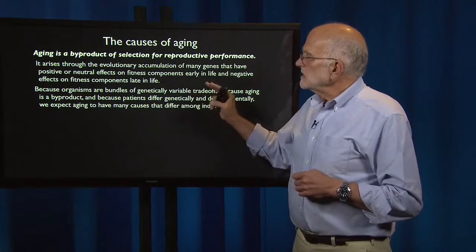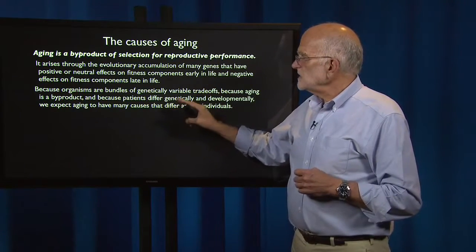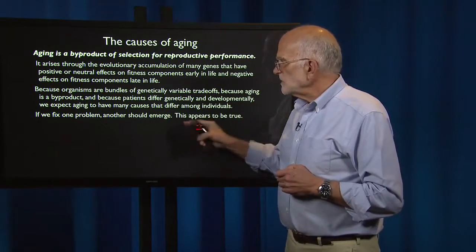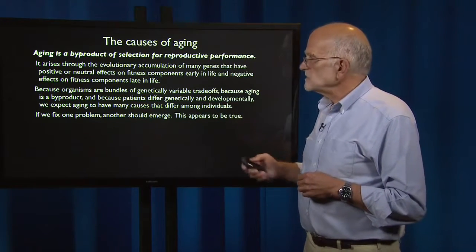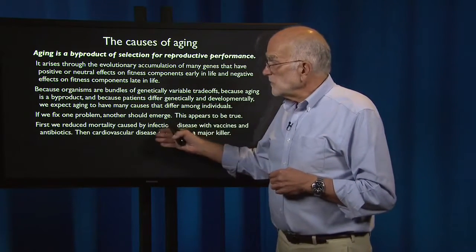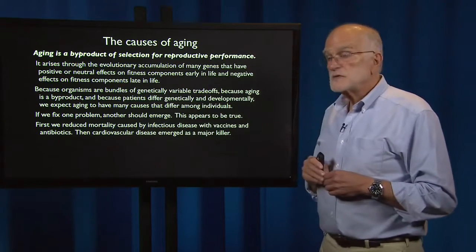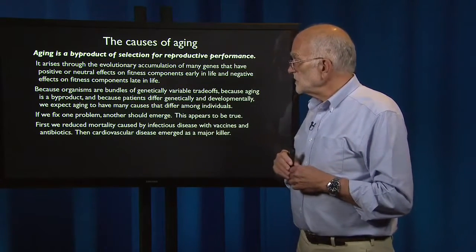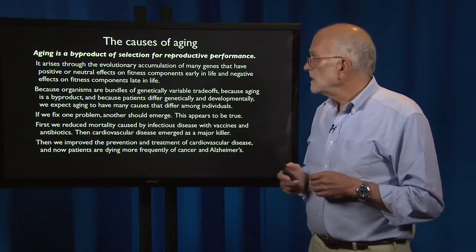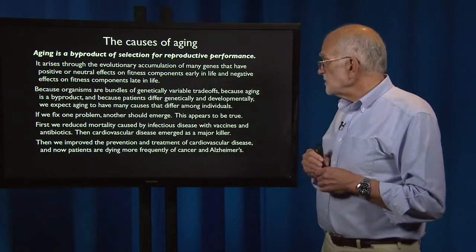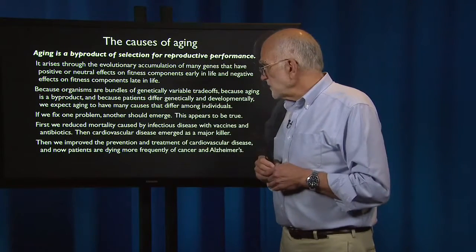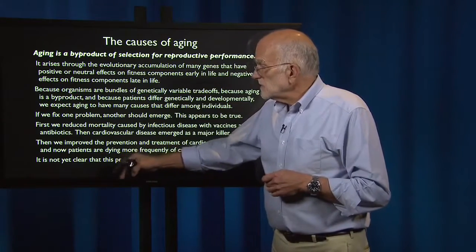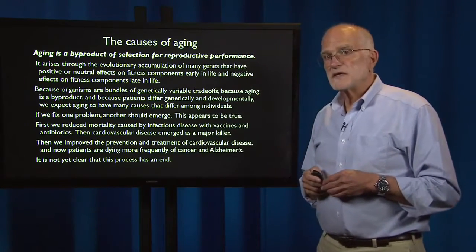That means that individual patients are going to be dying for different reasons. If we fix one problem, another one would emerge. This appears to be true. First, we reduce the mortality that's caused by infectious disease. We did that with vaccines and antibiotics. Then cardiovascular disease emerged as a major killer. Then we improved the prevention and treatment of cardiovascular disease. And now patients are dying more frequently of cancer and Alzheimer's. This cycle appears to be endless. It's not yet clear that the process has an end.